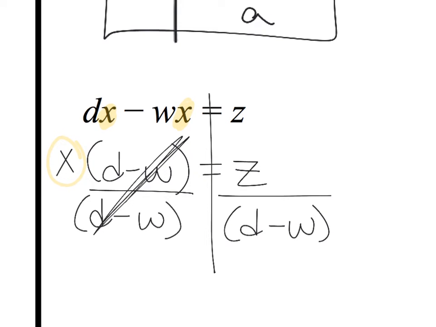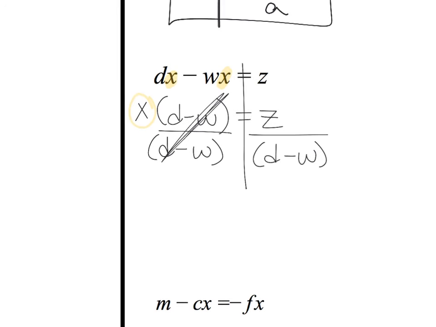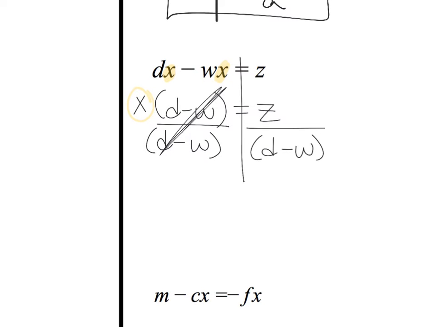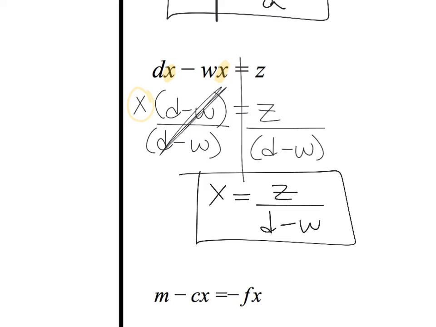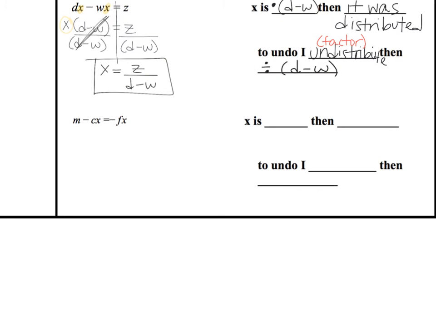It looks kind of weird, but it's correct. So x is equal to, you can leave it like this because you can't break up that bottom part, z divided by d minus w. That is your answer. Mark it.